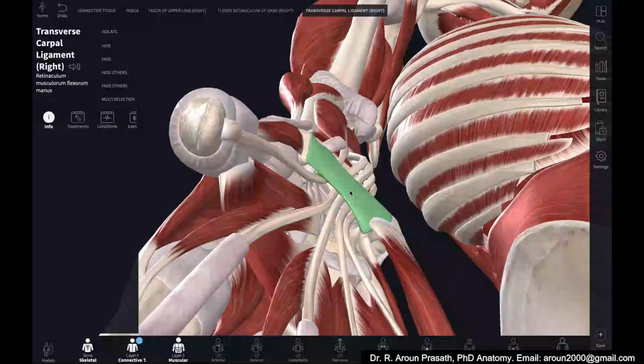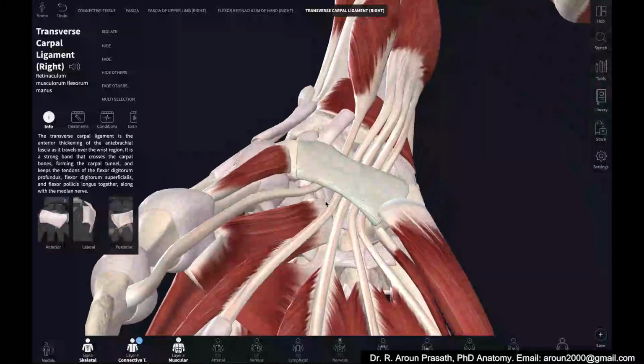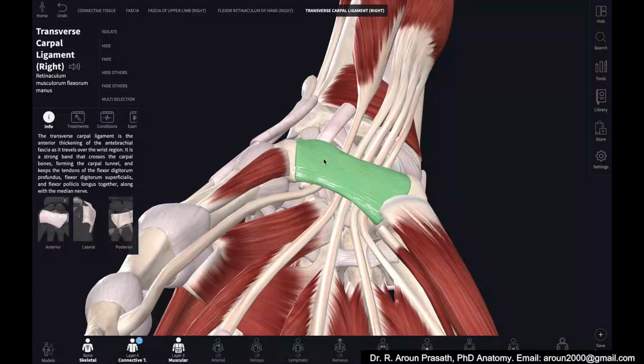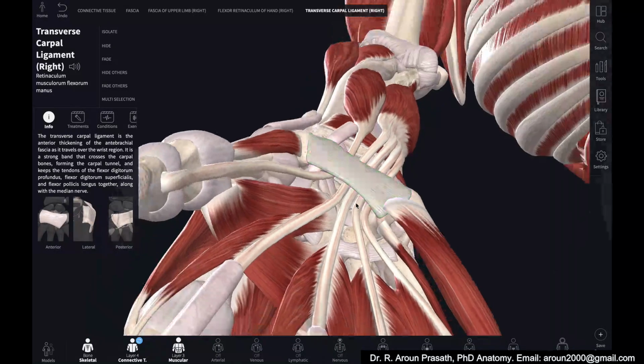So this is the transverse carpal ligament that is present on the superior surface between these carpal bones, and this transverse carpal ligament and the concave arrangement of the carpal bones is forming this tunnel.